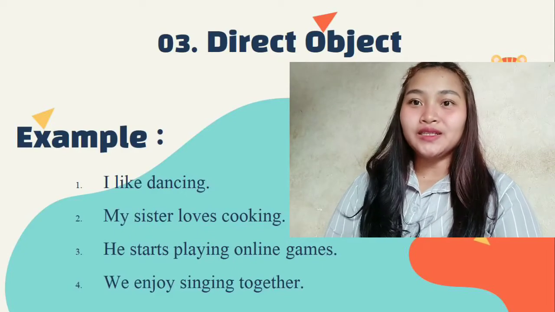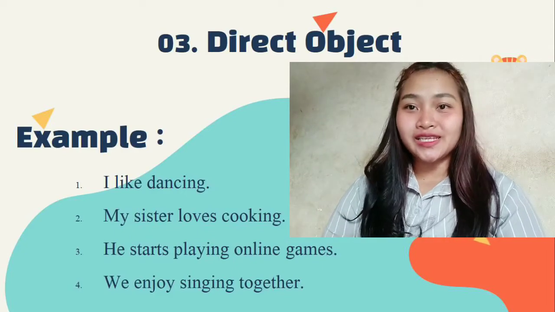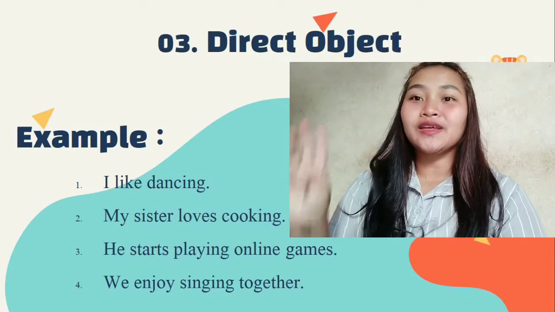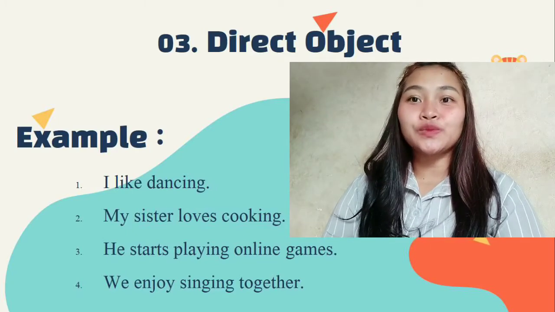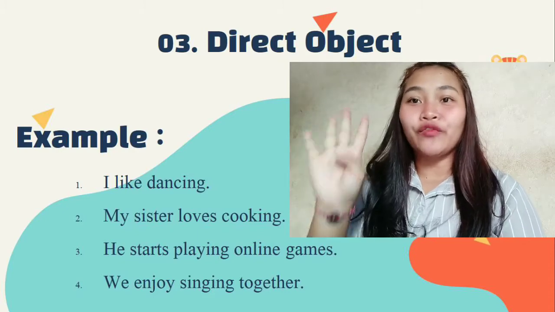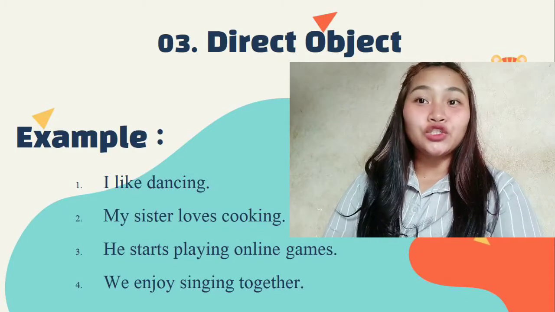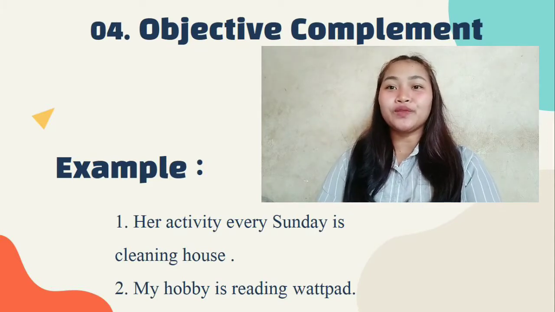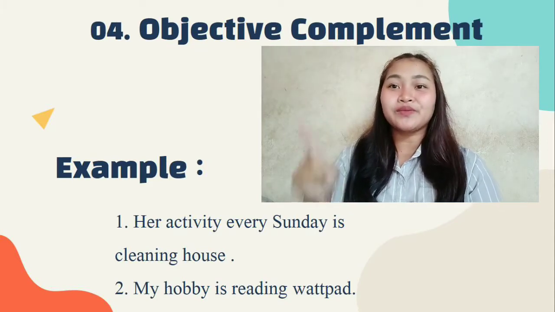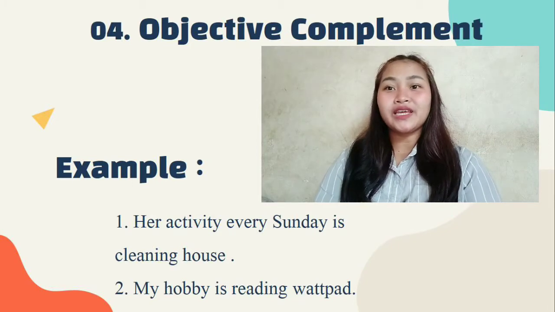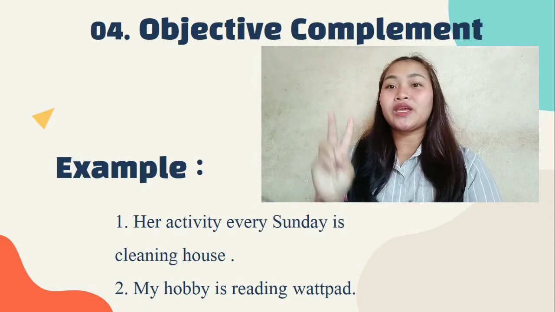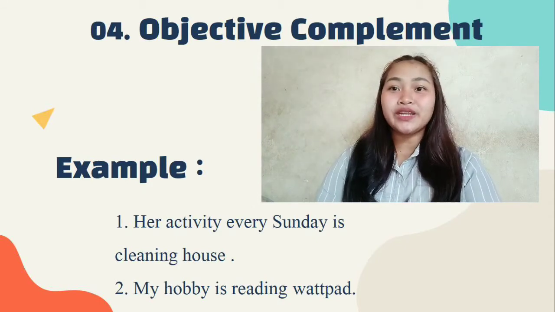For example, number 1 is I like dancing. Number 2 is my sister loves cooking. Number 3 is he starts playing online games. And number 4 is we enjoy singing together. Fourth is objective complement. For example, number 1, her activity every Sunday is cleaning house. And number 2 is my hobby is reading Wattpad.